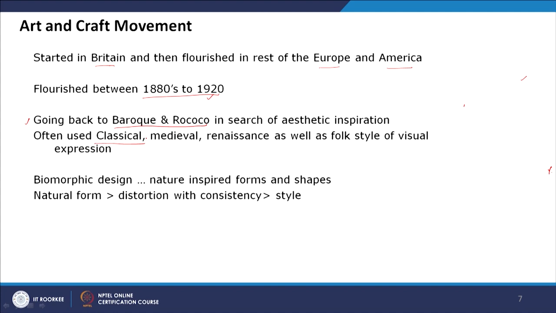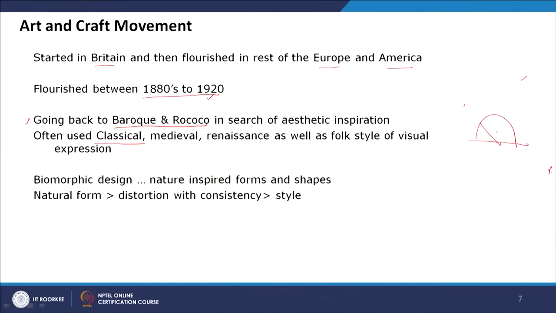Why? As we have discussed earlier, the for-the-machine movement had very few added elements, and it was mostly abstract. The form of the Crystal Palace, if you remember, was generated just from the way of construction. Even the Eiffel Tower is just the construction technique, and that is how it evolved. Even the railway.